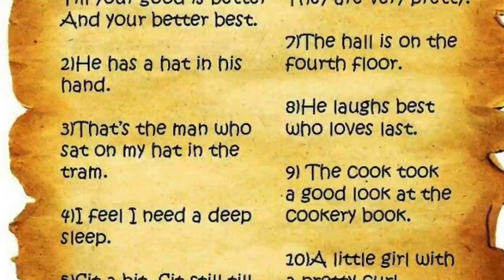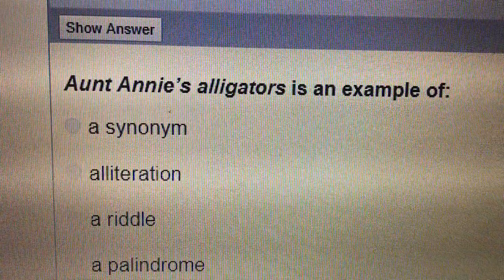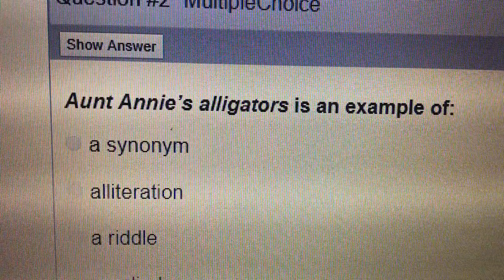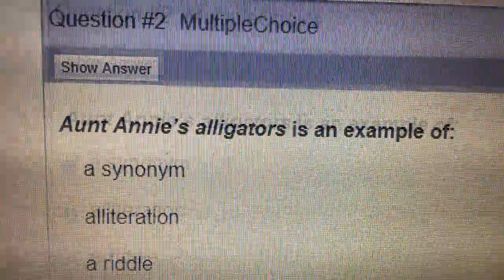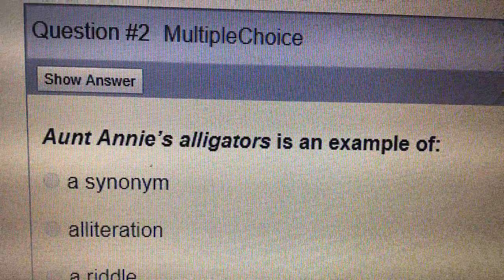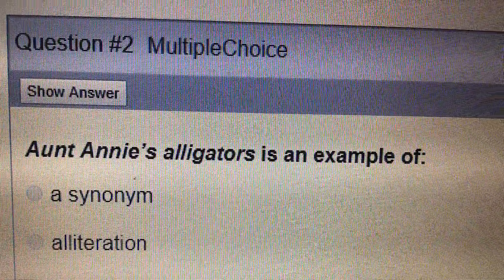Question 2. Aunt Annie's alligators is an example of a synonym, alliteration, a riddle, a palindrome? The next section: context clues.